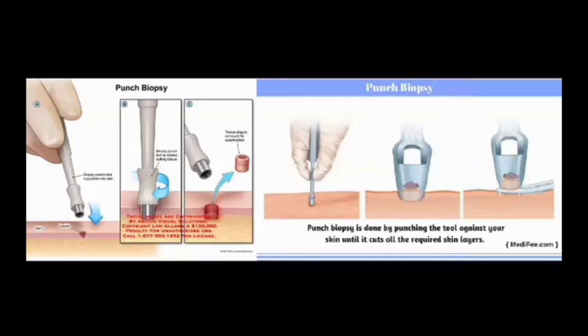Then we have to rotate the instrument to the level of dermis, and some fat can be included. At the desired level we will cut the lesion, and if there is need of suturing you can do that, otherwise no need of suturing.